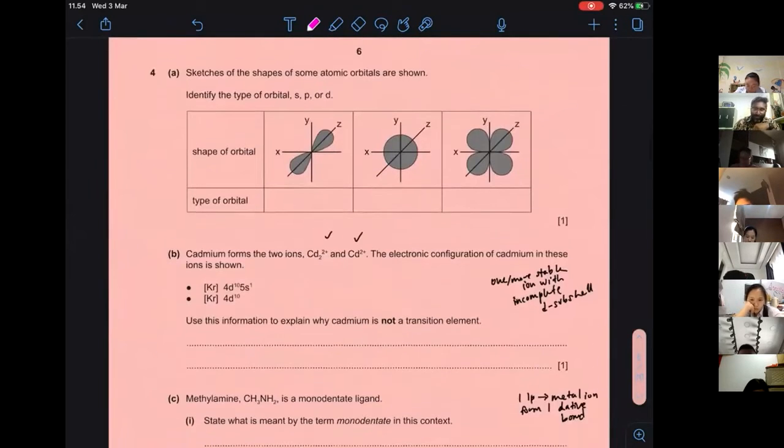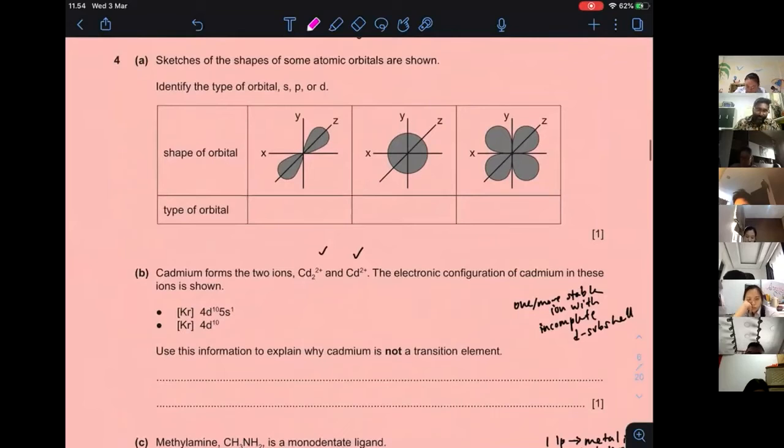Now, let's move on to question number 4. Sketches of the shapes of some of the atomic orbitals are shown. Identify the type. So you have s, p or d. Now d we don't really study, but we have learned about s and p. So of course the other one should be d. S is going to be spherical, so this is going to be s. P is going to be a dumbbell shape, so it's going to be p, and then left with one more, it's going to be d.